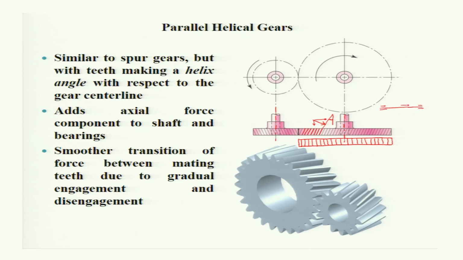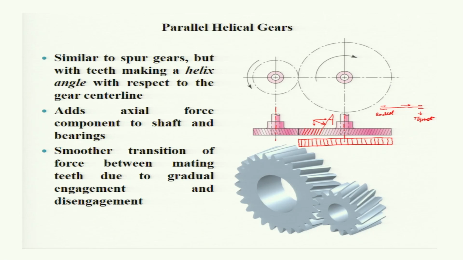Now, as an axial load is also acting, one of the bearings must support the axial load also. So, one of the bearings must be a thrust bearing and the other a radial bearing, which will support only the radial load. This may be a combination of thrust load and radial load bearing.